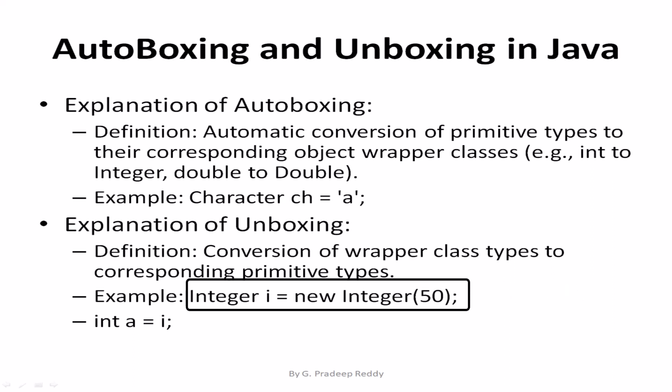But what we are doing here is, by using the object i and creating the instance, we are allocating memory for the particular value 50. So you can assign the particular wrapper class to the normal primitive data types. For example, int a equal to i.